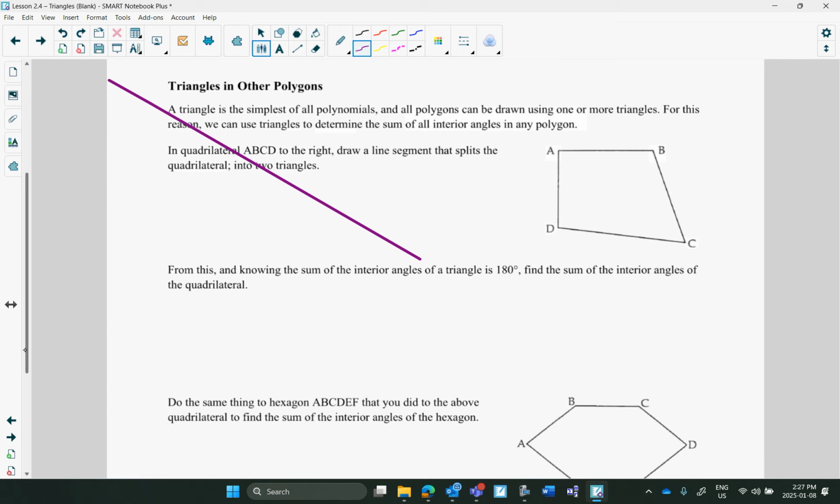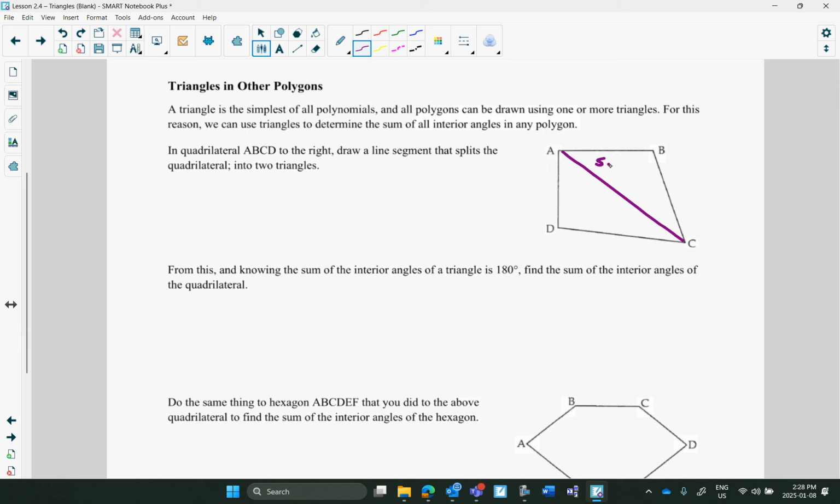Just a couple of other little things. Okay. We can actually use triangles to come up with a formula to find the sum of the interior angles in any polygon. Because you can take any polygon and split it into triangles. For example, how could I draw a segment inside to split this four-sided shape up into triangles? Either one. Both are right.